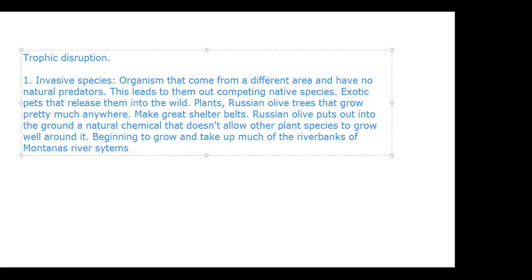Okay, this is one kind of trophic disruption, when you have a species that comes in and just completely changes all of the organisms inside of that ecosystem. The other one that I want to talk about is the removal of native species.